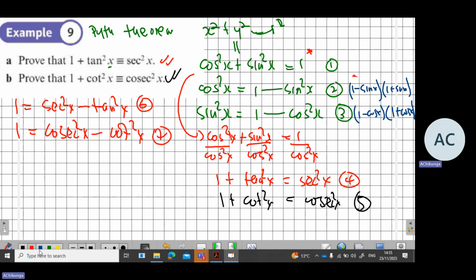Just take a look at number 6. Using 6, 1 is also the same as sec x minus tan x in brackets, sec x plus tan x in brackets, because this is a difference of two squares. I can do the same with number 7.